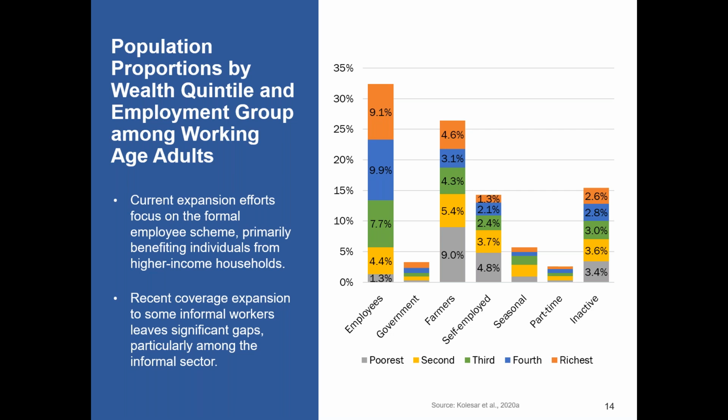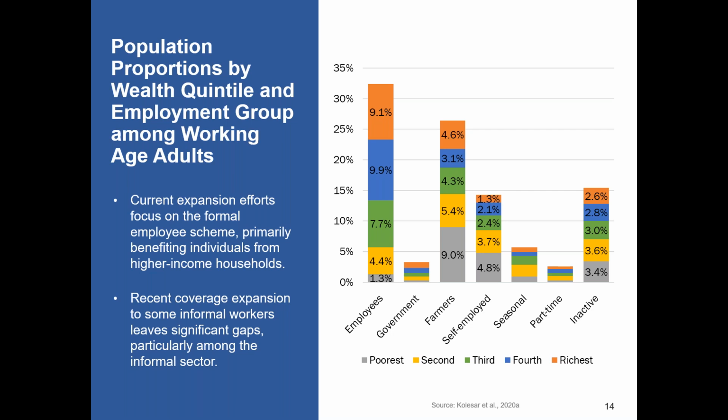Now, turning our attention to the question of who doesn't have access to a health insurance coverage mechanism, we break down the working age adult population by wealth quintile and employment group. We estimate that formal sector employees represent about 32% of working age adults. In principle, this group has access to the government's formal sector scheme. However, we can also see that they predominantly belong to higher income quintile households.